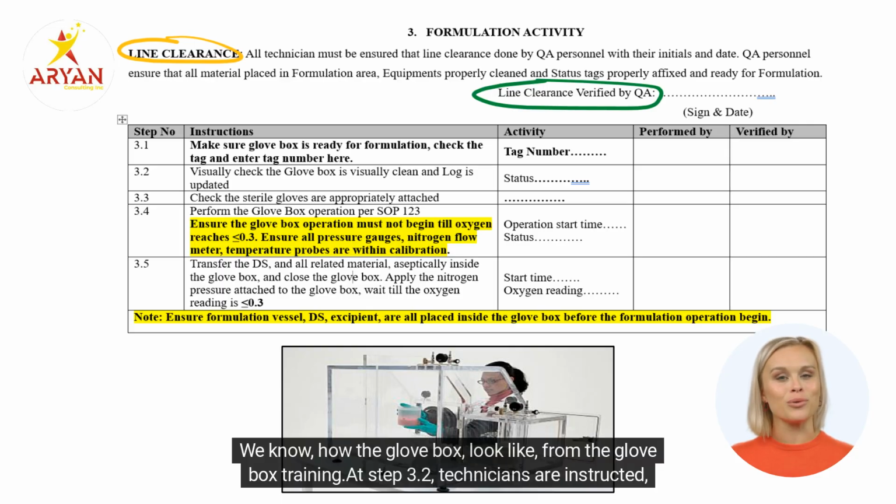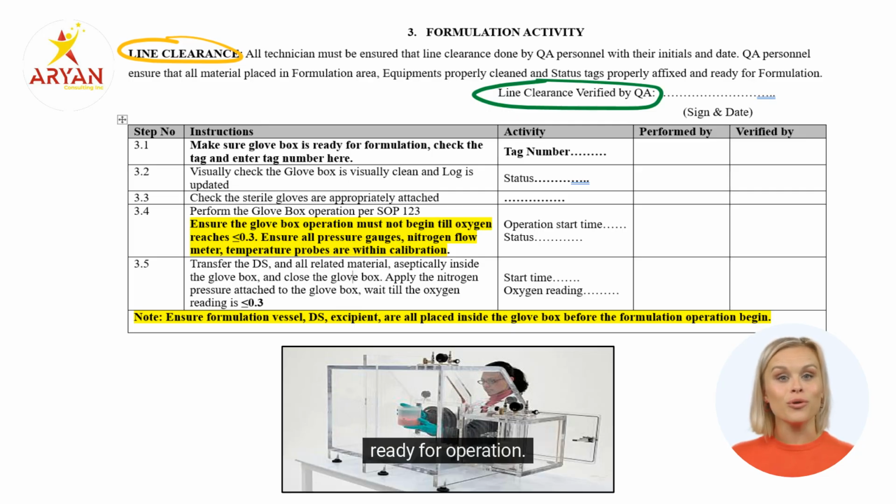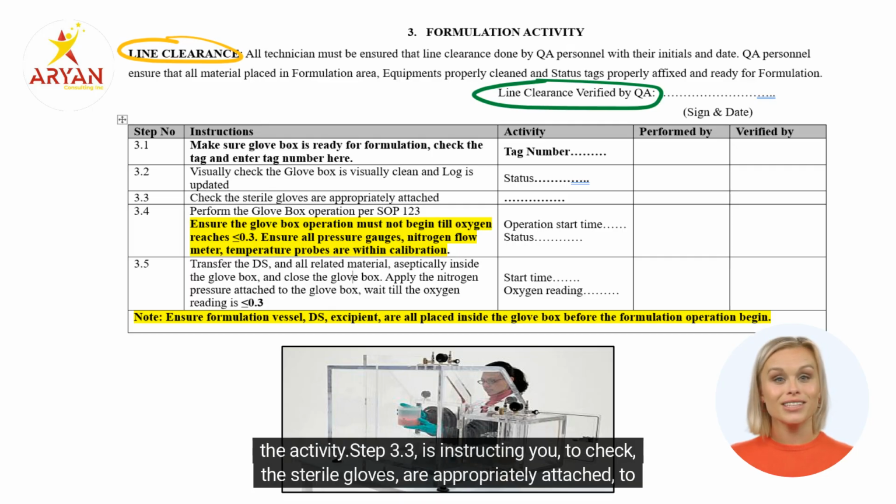We know what the glove box looks like from the glove box training. At step 3.2, technicians are instructed to check the glove box is visually clean and the log reflects that the glove box has been set up and is ready for operation. Technicians will record the status of the glove box as ready in the activity column. The verifier will verify the activity.